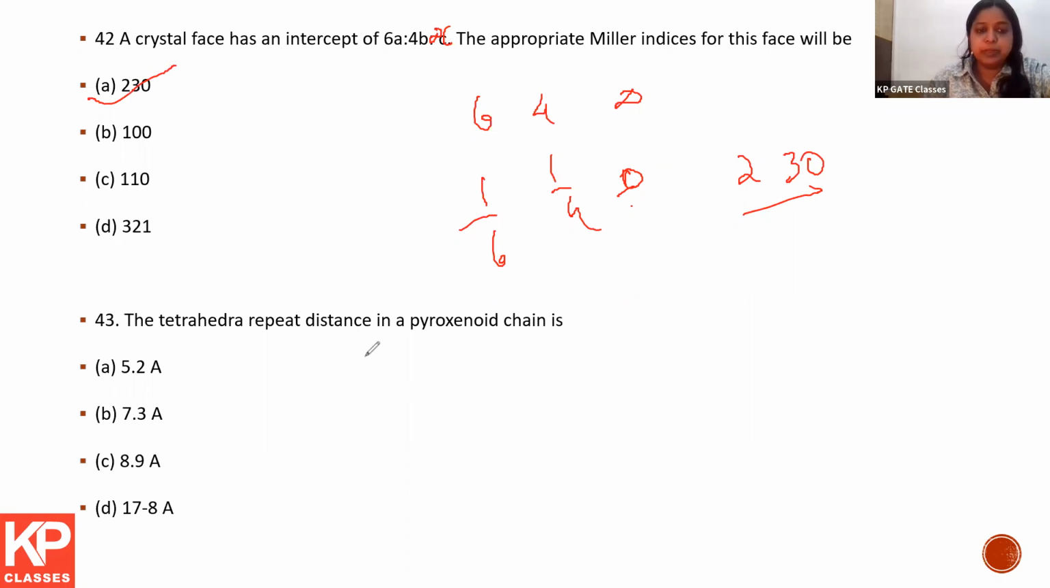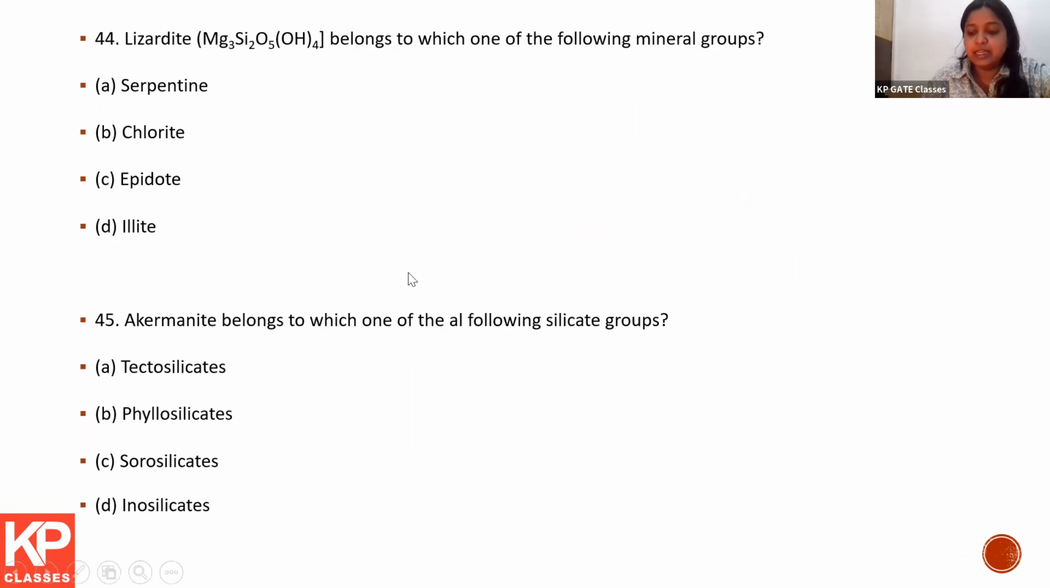Then the tetrahedra repeat distance in a pyroxenoid chain is 7.3 Angstrom. 7.3 Angstrom is the right answer. Next question. Lizardite, Mg3Si2O5(OH)4, belongs to which one of the following mineral groups? It is actually a serpentine.